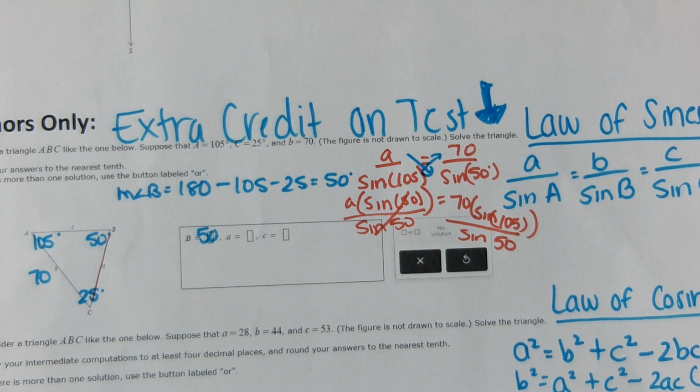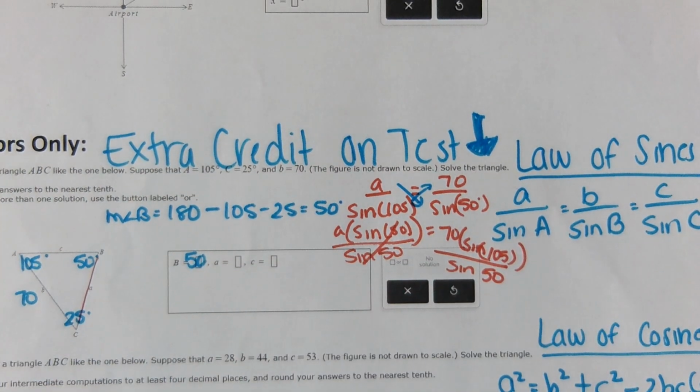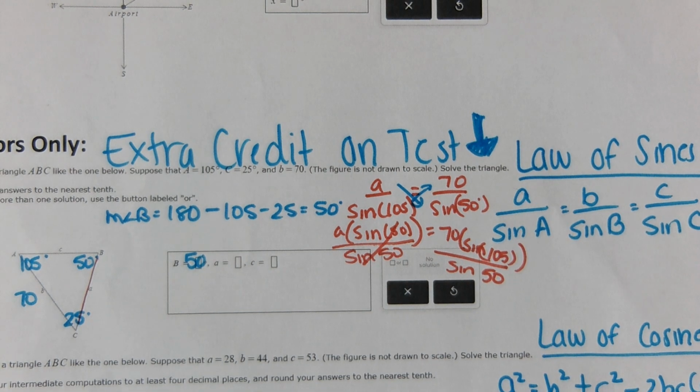So I'm going to show you how to do it on the EOC calculator. So using the EOC calculator, I'm going to clear this out. On here, it'll make it easier to do it. Just set it up like this: 70 sine 105, and then as a denominator, sine of 50. You can just put it in as it is on the paper, and it will give you the answer, which is 88.3. So that's how I would recommend doing it.